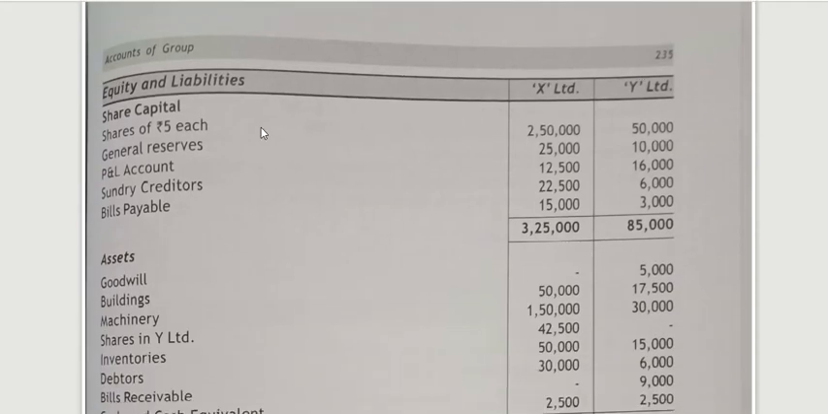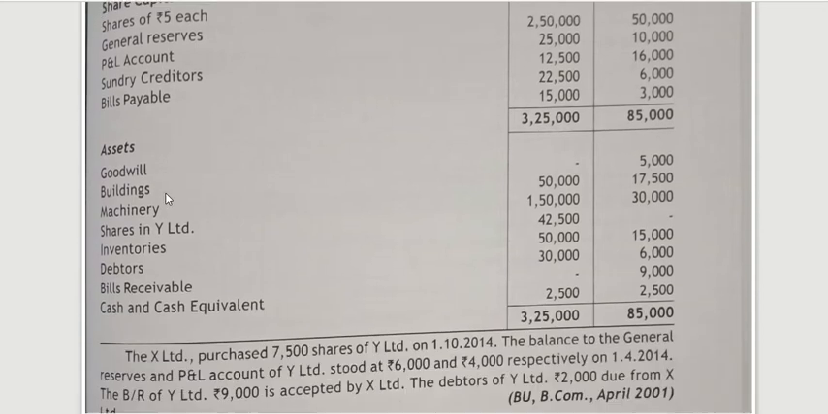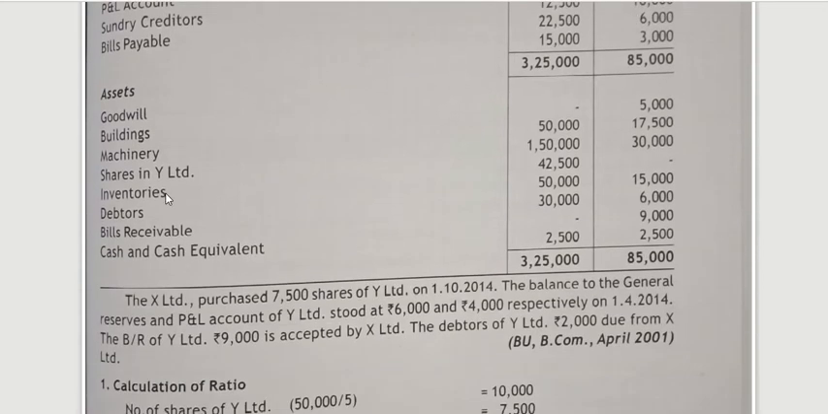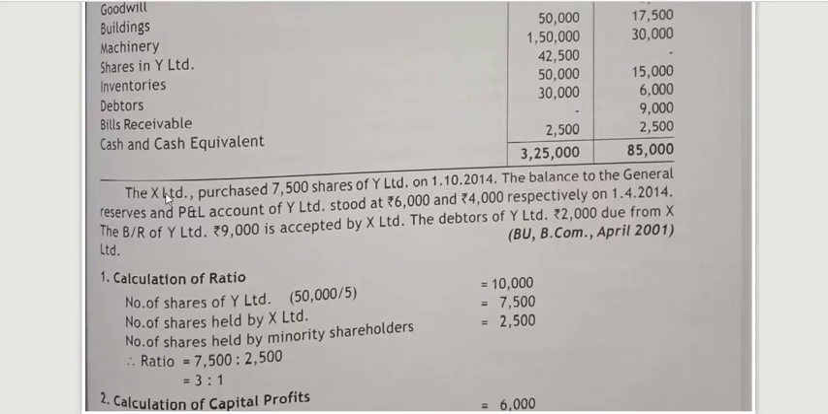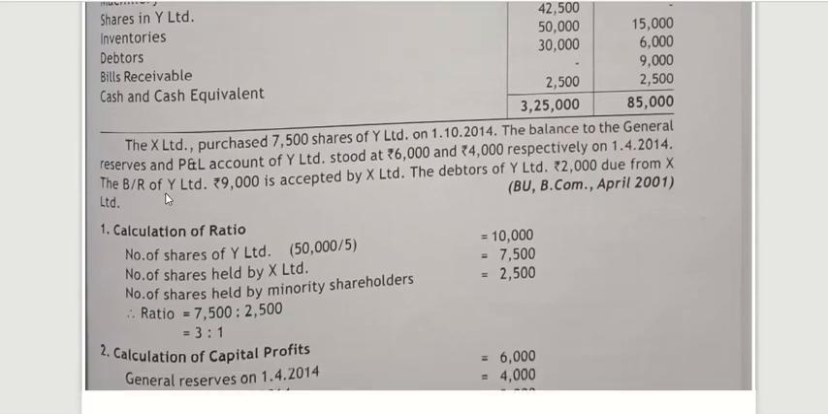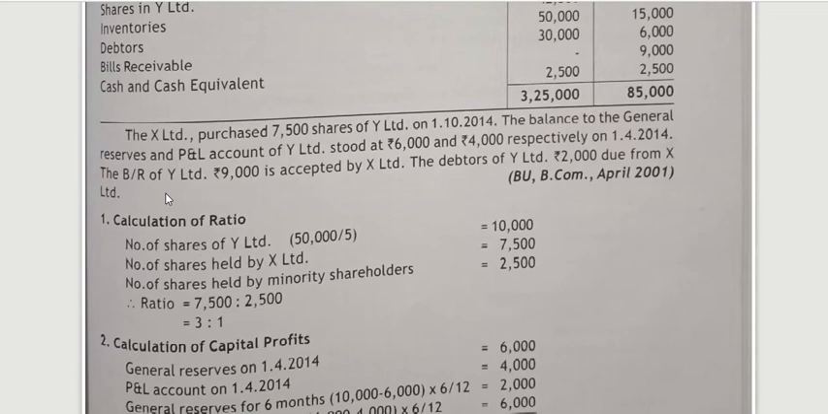So we have share capital, general reserve, profit and loss account, sundry creditors, bills payable. On the asset side, we have goodwill, buildings, machinery, shares in Y Limited, inventories, debtors, bills receivable, cash and cash equivalent. X Limited purchased 7,500 shares of Y Limited on 1/10/2014. So the date of purchase is 1/10/2014.